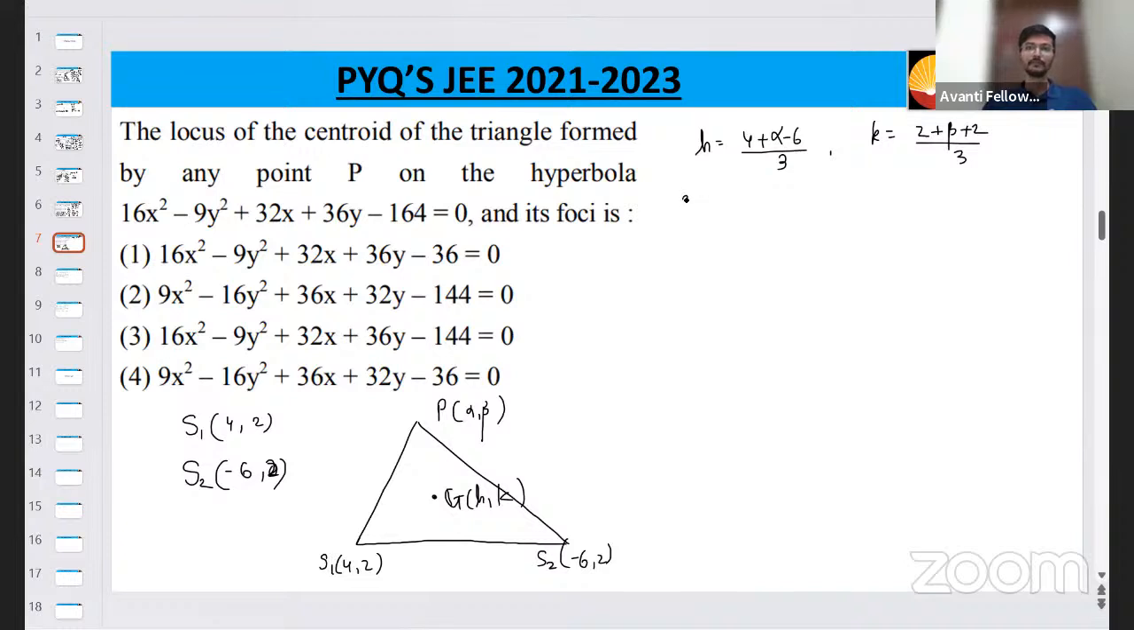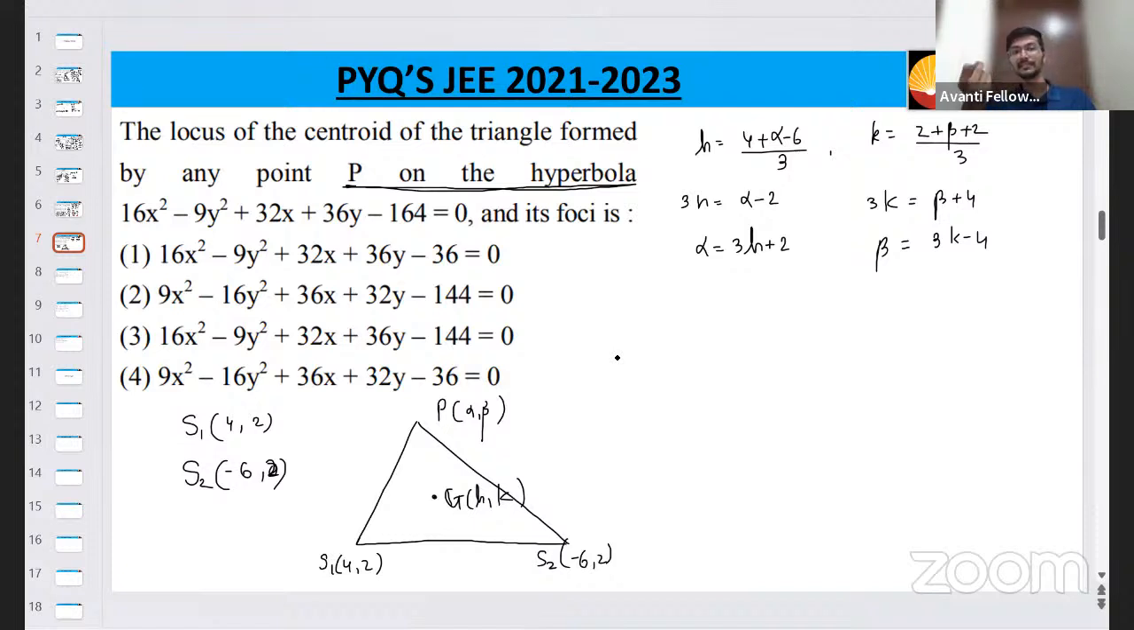So from here, 3H is equals to alpha minus 2. Alpha is equals to 3H plus 2. Here, 3K is equals to beta plus 4. So beta is equals to 3K minus 4. Now, alpha and beta, which are the coordinates of point P, lie on the hyperbola. That means they must satisfy the equation of the hyperbola.